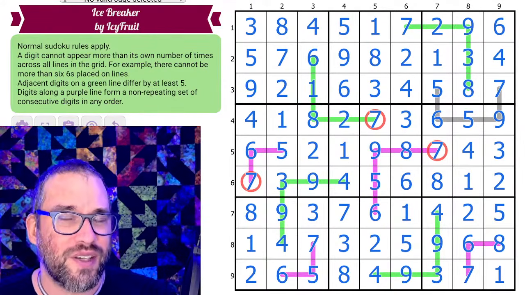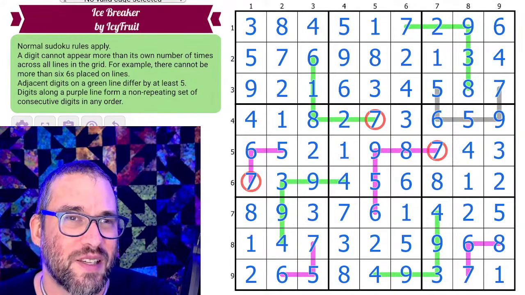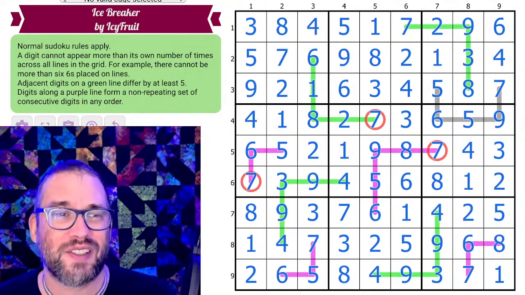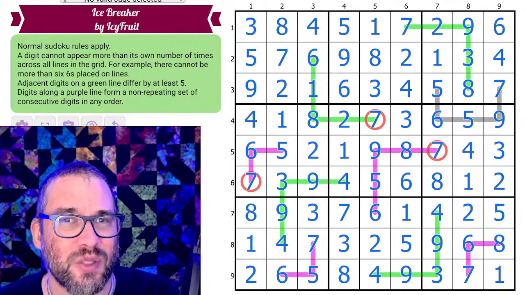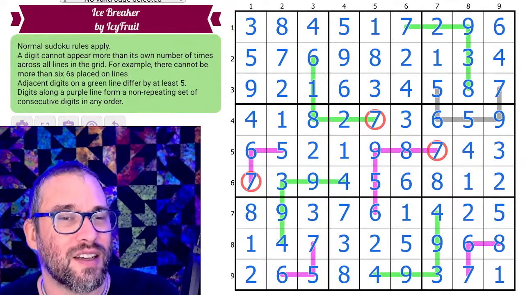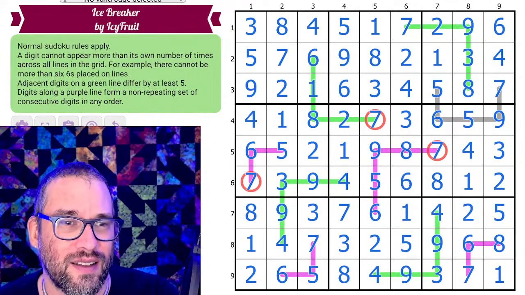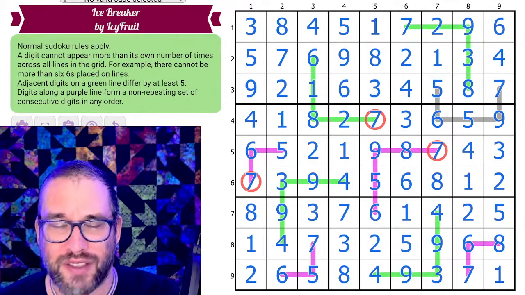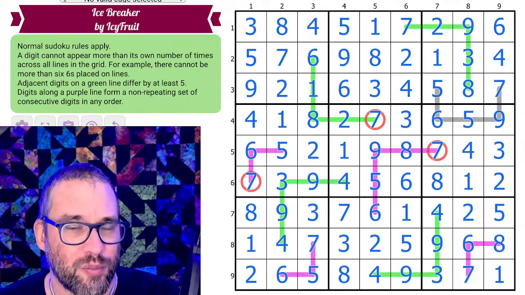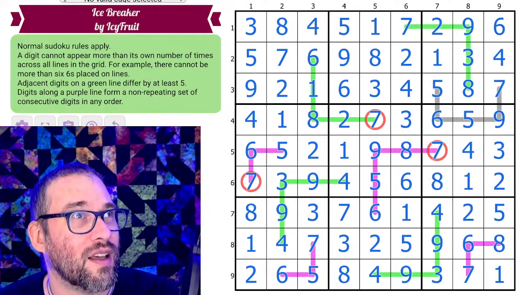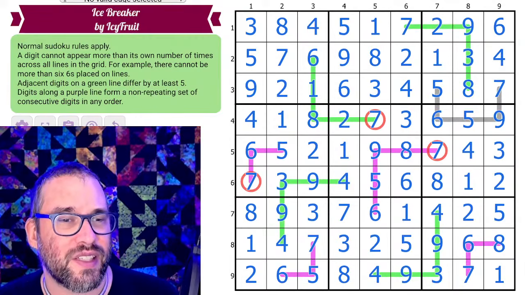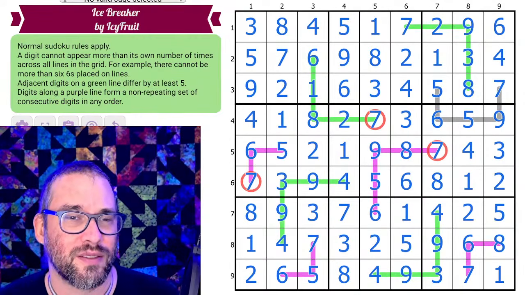I know icy fruit can sometimes make very intimidating puzzles. That was quite nice. Yeah, I don't know icy fruit on Discord, so I couldn't ping them. They might be on the CTC Discord, I'm not sure.